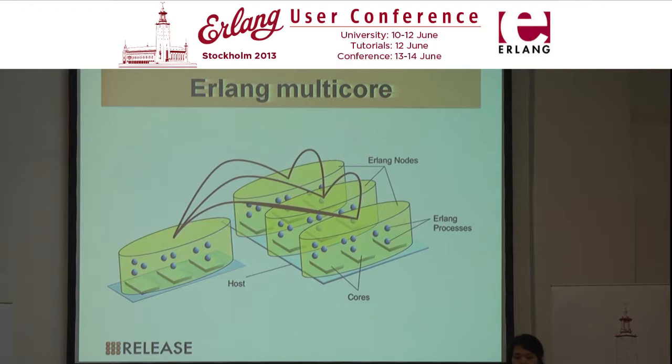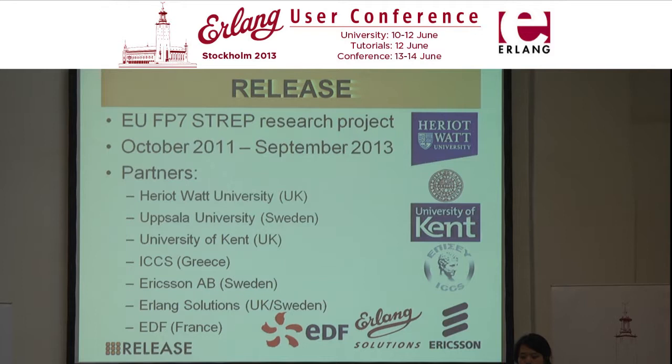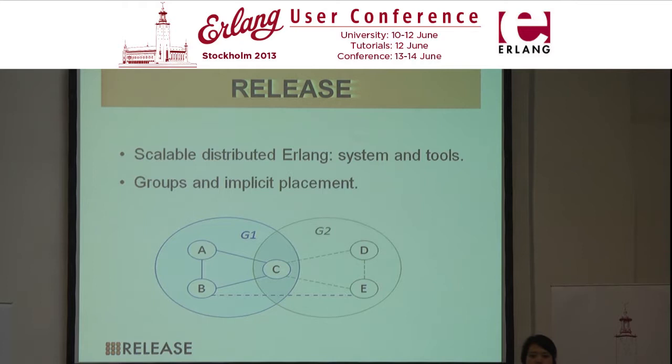So here is the RELEASE project. It's a three-year project, which includes a number of universities from the UK, Sweden, Greece, and a few companies. The main idea of this project is to build a scalable version of distributed Erlang, which means we build a new library which allows you to scale distributed Erlang better. And the main idea that has come out so far is the notion of s_groups, which means scalable groups. Like the Erlang global group, s_groups allows you to group nodes into groups. But unlike global group, where you had to group nodes into partitions, s_groups allow the groups to overlap, so you can establish a hierarchical structure.